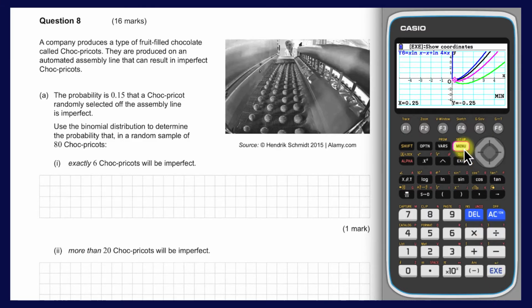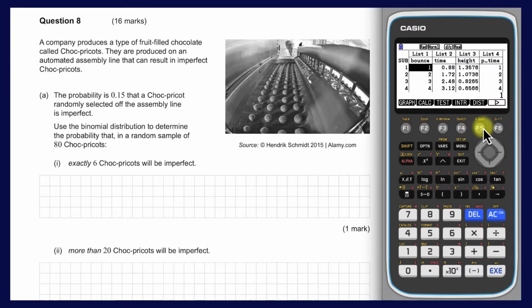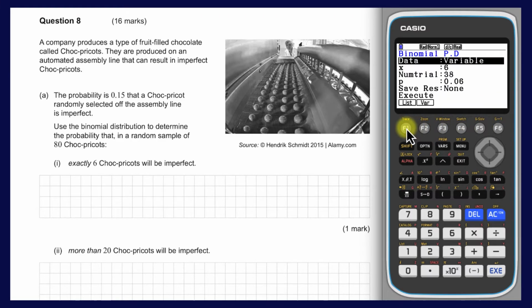So off to the statistics menu I go. From distribution I choose binomial, I choose the point distribution, and I choose 6. Well, 6 is the correct number, 6 out of 80, when the probability of a single imperfect apricot is 0.15. So my first calculation is 0.0205.